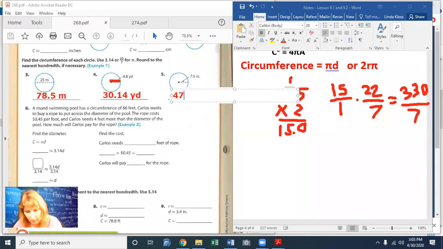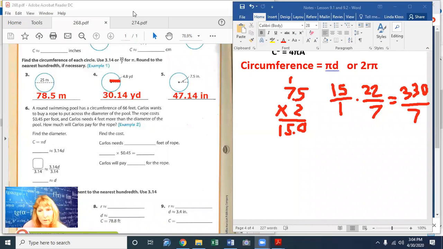So remember, we have to round to the nearest hundredth. So 47.142. We look at the guy next to the 4 on the right side. If it's 5 or more, we round up. It's not, so we're going to keep it 14. So 47.14, and oops, I forgot to put the label. That is inches. Okay. So far, so good. It's just plugging in the numbers in the formula.